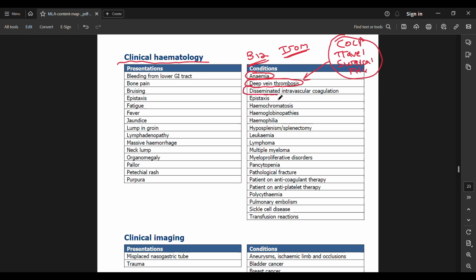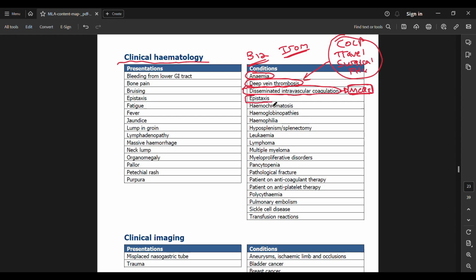Next, you have disseminated intravascular coagulation. This is something that I've seen show up more so in multiple choice question exams, not so much in your OSCE stations. May show up as an emergency scenario in your OSCE stations, but I would say that there's less of a chance that that will happen. It will more so show up in your multiple choice question exams.